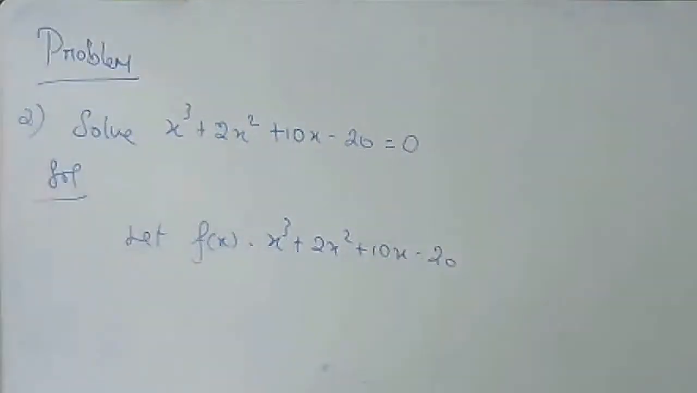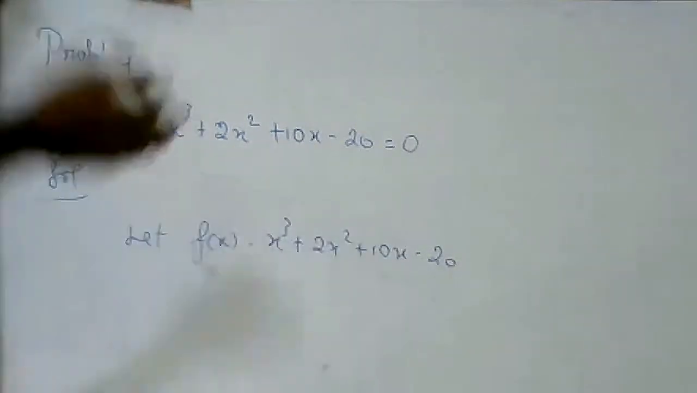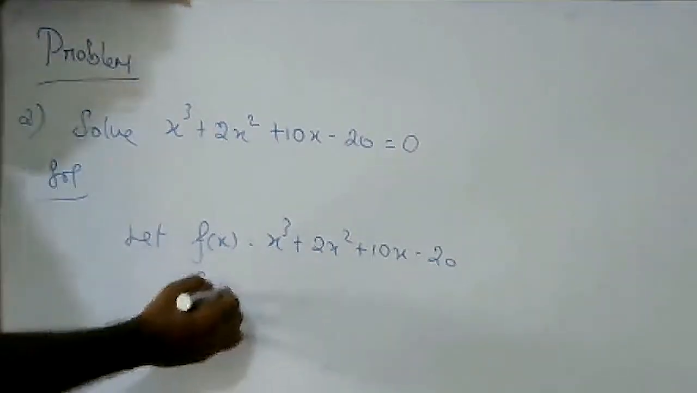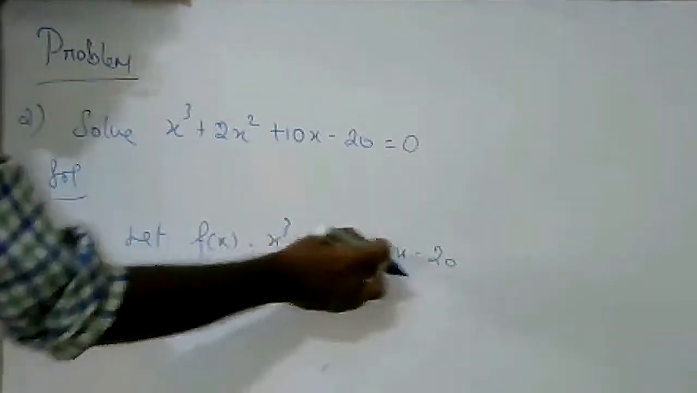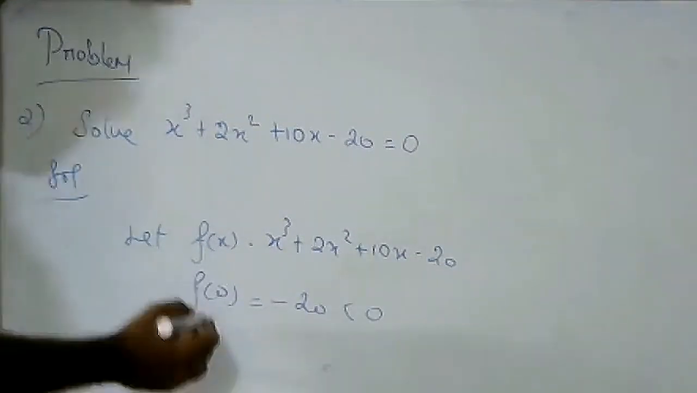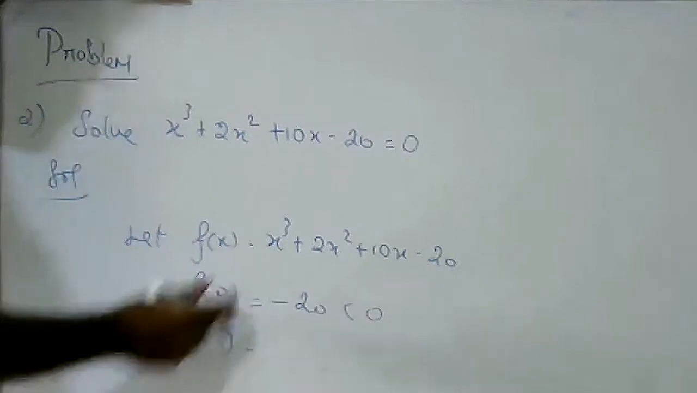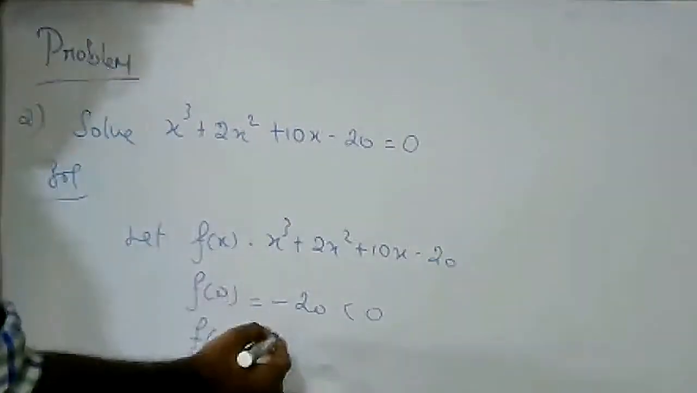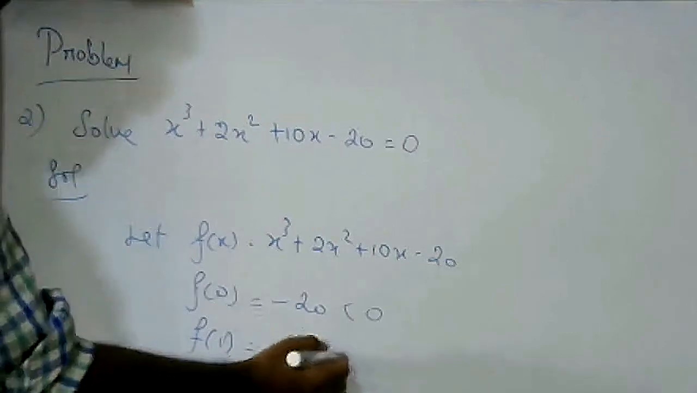Next, எங்க வந்து சேஞ்ச் ஆகுதுன்றத பார்த்துக்கணும். ஓகே, where it changes. So f of 0, what is f of 0? 0 0 0 minus 20 less than 0. Okay, next f of 1 plus 2 plus 10. So 1 plus 2 plus 10 is 13. 13 minus 20 is minus 7, less than 0.